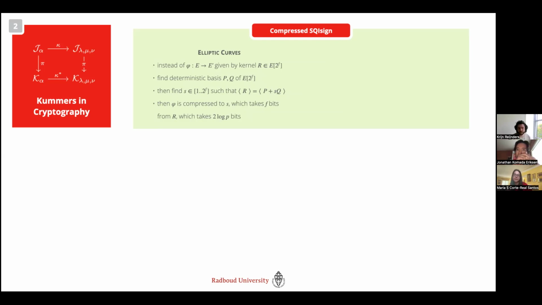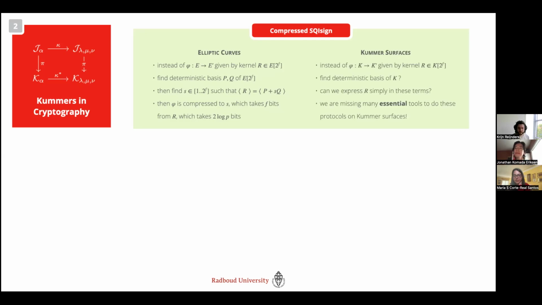And then you just would need to communicate S, which takes F bits, instead of the full point R, or the X value of R. And this really saves a lot of space. And so this is why SQIsign signatures are always compressed, because it's what makes the signatures the smallest in the post-quantum realm. But on the Kummer surface, well, we still have this isogeny given by this single kernel point, by this previous identification that we saw.